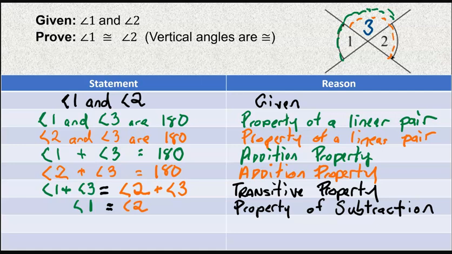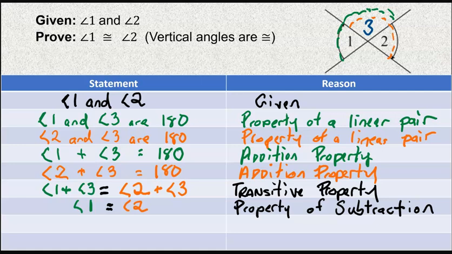Recall in my very first example that I drew the lines through the arithmetic steps? Well, this is what it formally looks like. Because I had angle 3's on both sides of the equal signs, I was able to subtract them out from both sides, leaving angle 1 and angle 2 equal to each other. One other point I want to bring up before we move on to the next two examples.